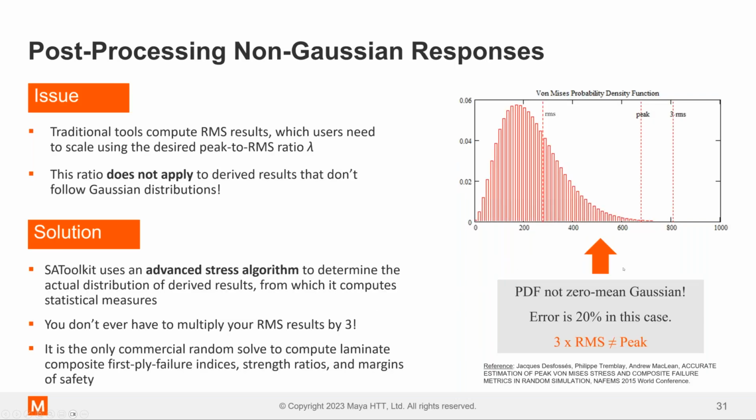So the structural analysis toolkit, one of the big benefits of this, is that it's using these advanced stress algorithms. It determines the actual distribution of the derived results, so again the von Mises, the composite failure indices and such, and it computes the statistical measures. You don't ever have to multiply your RMS by 3. It's calculating the correct peak for you. And it's the only commercial random solver to compute the laminate composite first ply failure indices, strength ratios, and margins of safety. So again, that's the accuracy in addition to being fast as well.